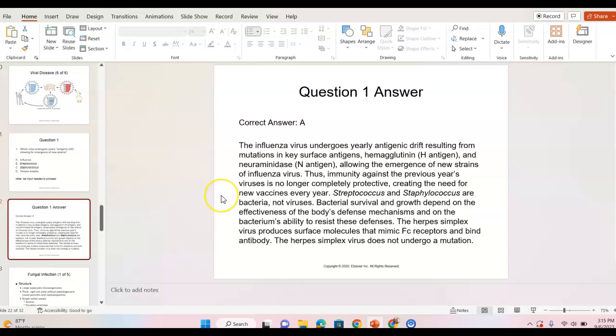And here it, once again, goes into a good explanation. So there are mutations in key surface antigens, which I pointed out in the previous picture. So those are some of them, allowing the emergence of new strains. Strep and staph, we know, are bacteria, not viruses. And just remember to read through this so you can have a little background for those questions.